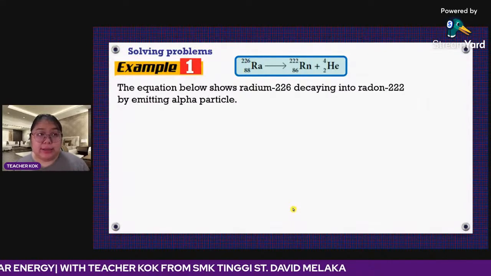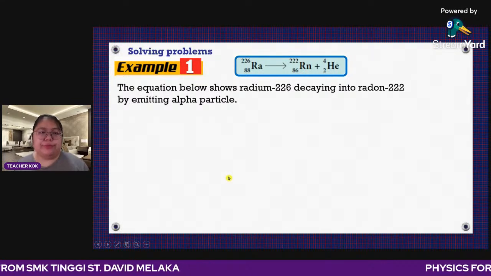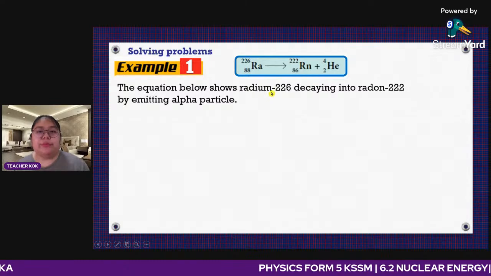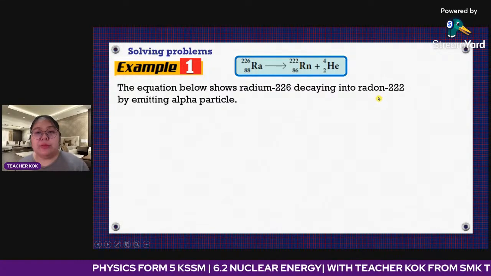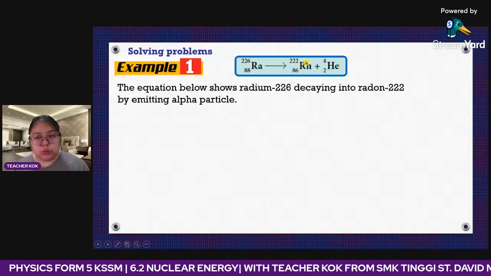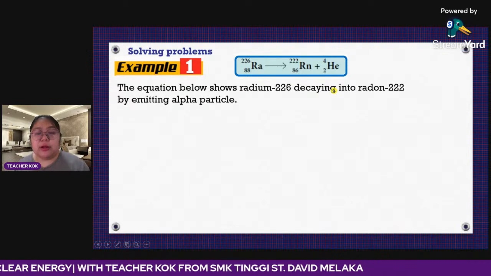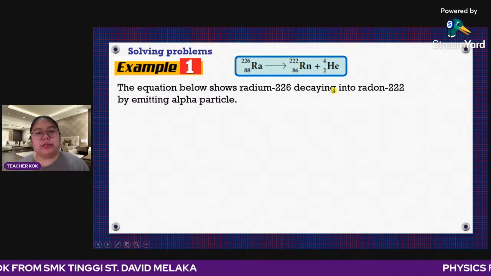Sure, they will have a question. Let's see the first example, question 1. The equation below shows radium-226 (88) decaying to become radon-222, and also one particle comes out, an alpha. So you understand this is an alpha decay. Agreed. Now the question, you see what they want.